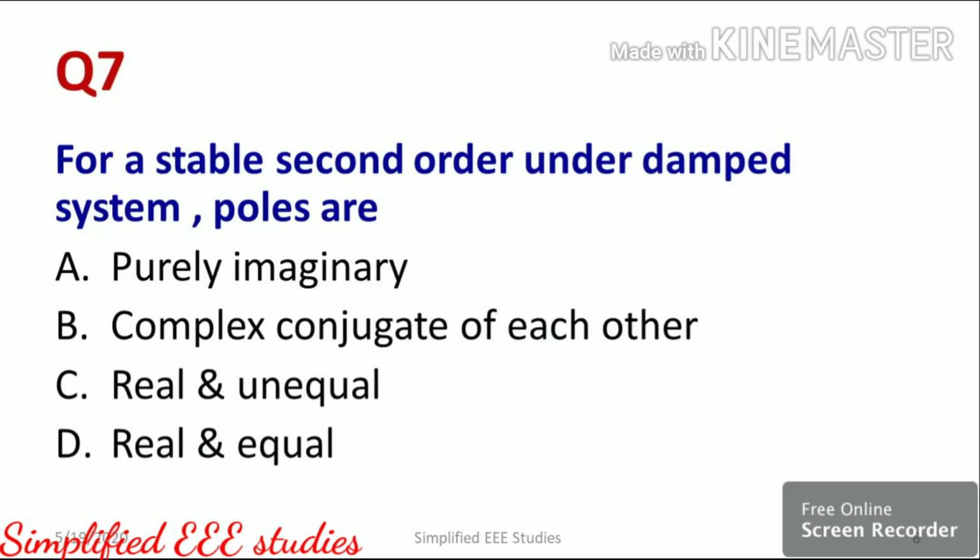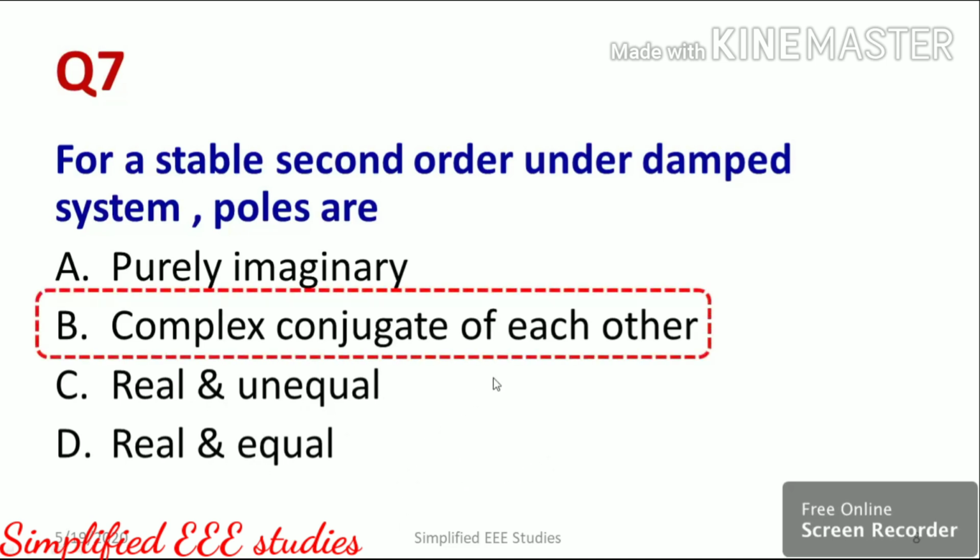Okay. Moving on to the 7th question. For a stable second order underdamped system, the poles are, which would be the right answer? Option A, purely imaginary. Option B, complex conjugate of each other. Option C, real and unequal. Option D, real and equal. So I can go for option B, complex conjugate of each other.